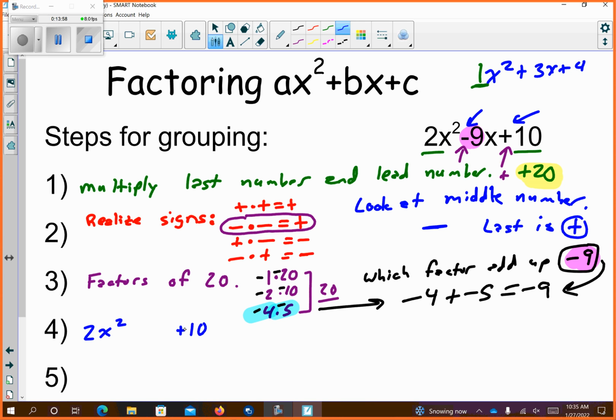Negative 4 plus negative 5 is negative 9. If I multiply two negatives together, it's positive. But negative 4 plus negative 5, if I buy something that costs $4 and I buy something that costs $5, I owe $9. That's negative 9.